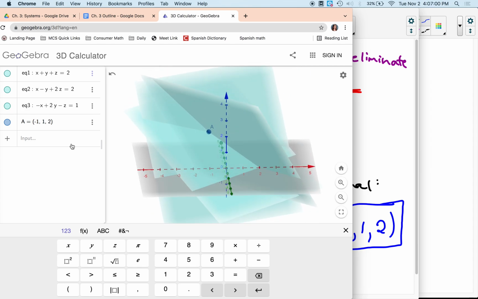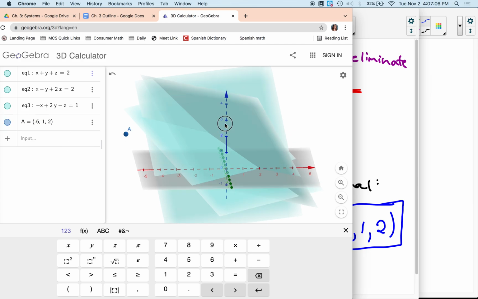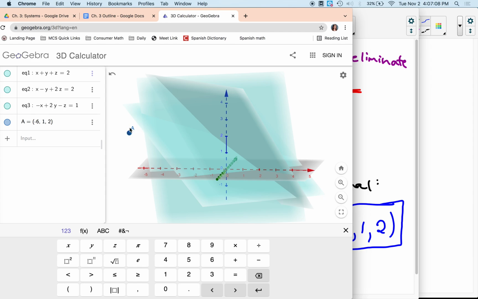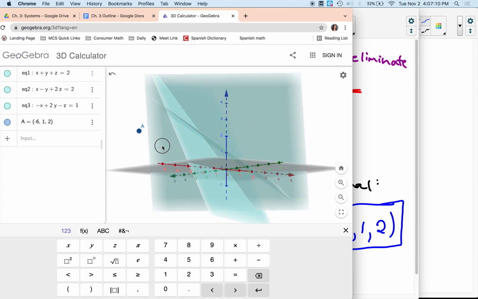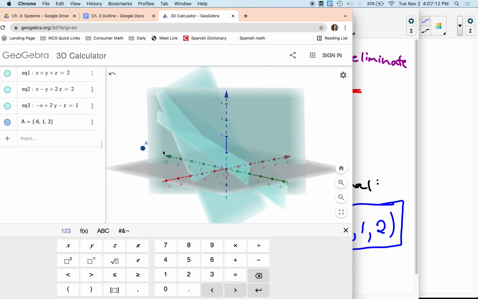If your answer was way off, maybe you had a point that was something like this. See how that point A is not even close to any of the planes? It's just kind of floating out in space. That would be an indicator that your solution is probably wrong.